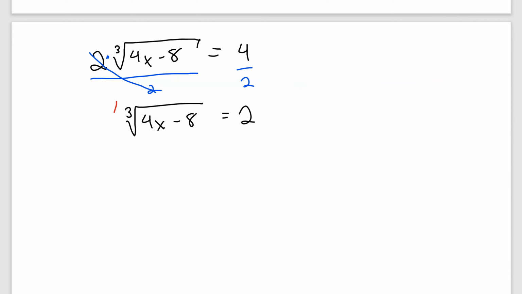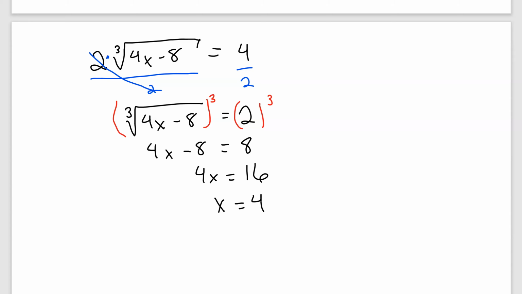Now I can raise both sides to a power equivalent to my index, which in this case is actually a 3. So I'm going to cube both sides. When I cube both sides, this gives me 4x minus 8. 2 raised to the third power is 8. Then I solve. I add 8 to both sides. So that gives me 4x is equal to 16. And then I divide both sides by 4, and I get x is equal to 4.